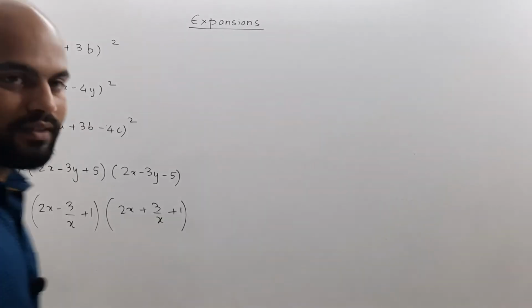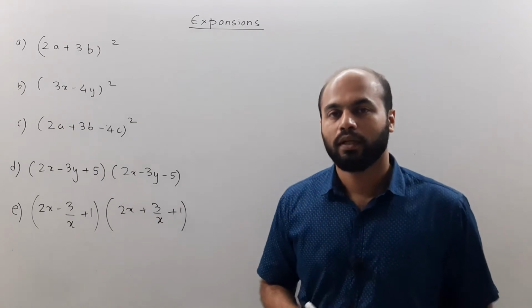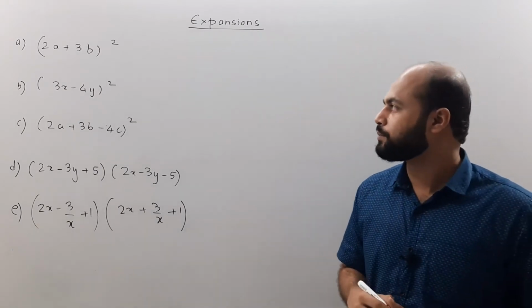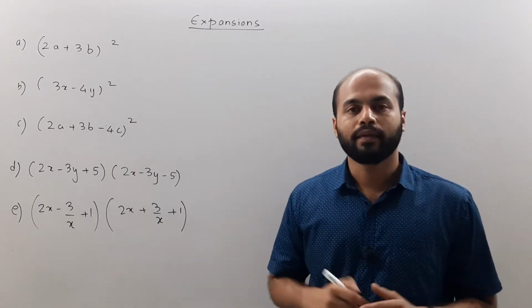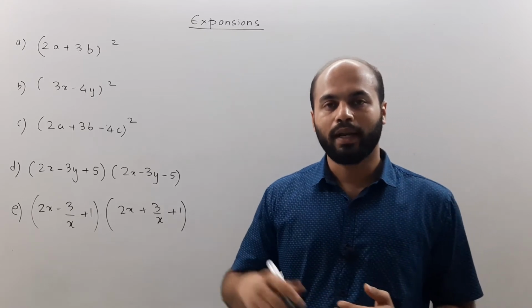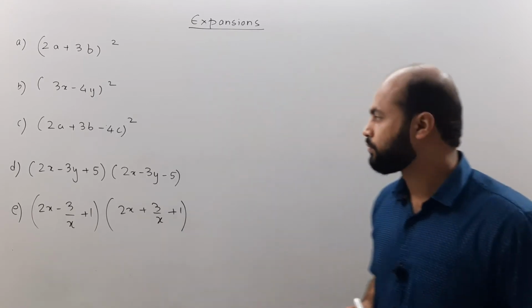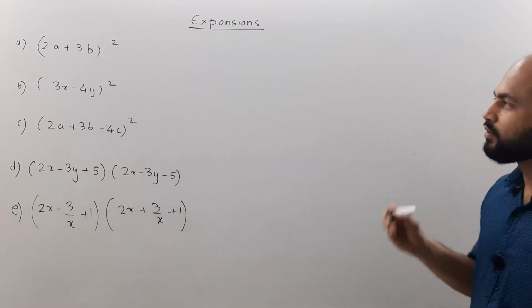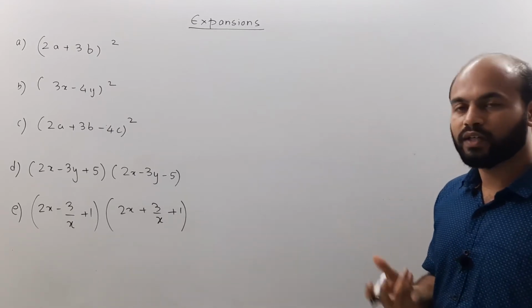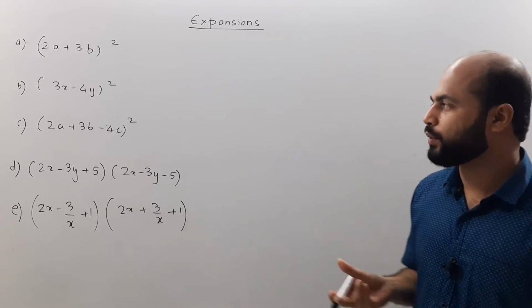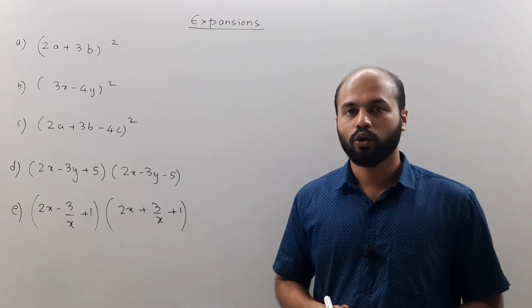So there are some very simple expansions on the board. Let us try and evaluate these expressions. So you can try with me. While I am doing the problems, you too can solve and check your answer. So the first one is a very simple one, which is of the type (x plus y) the whole square, or (a plus b) the whole square.